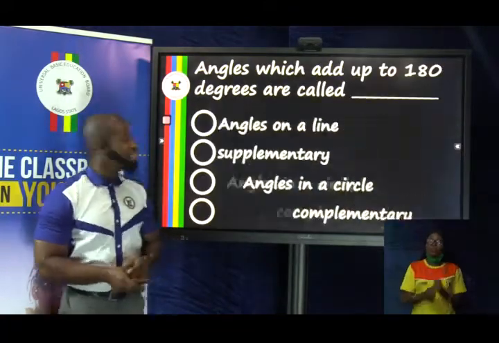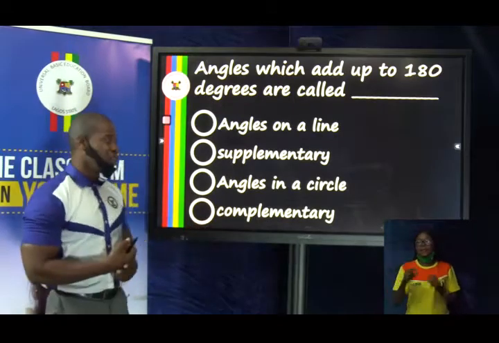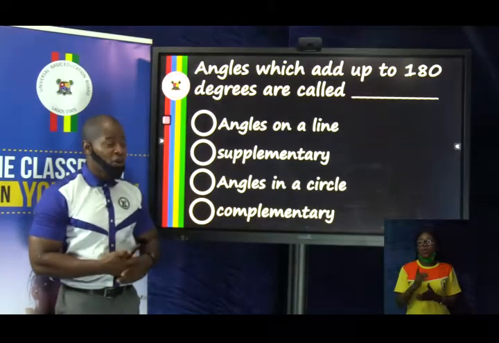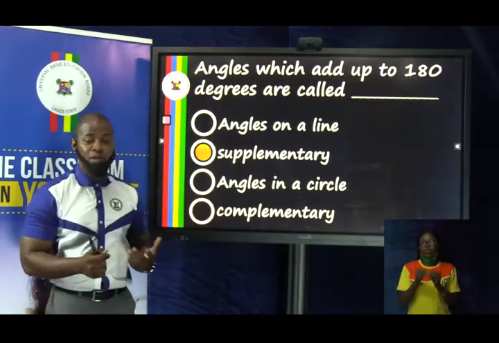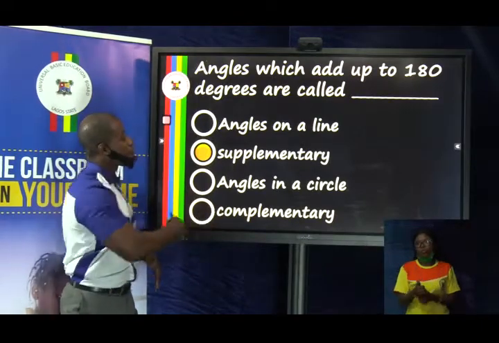Angles that add up to 180 are called dash. I mean, this one should be easy for you. We have angles on a line, supplementary, angles in a circle, complementary, and the correct answer is supplementary because remember that, so 180. Good job you.